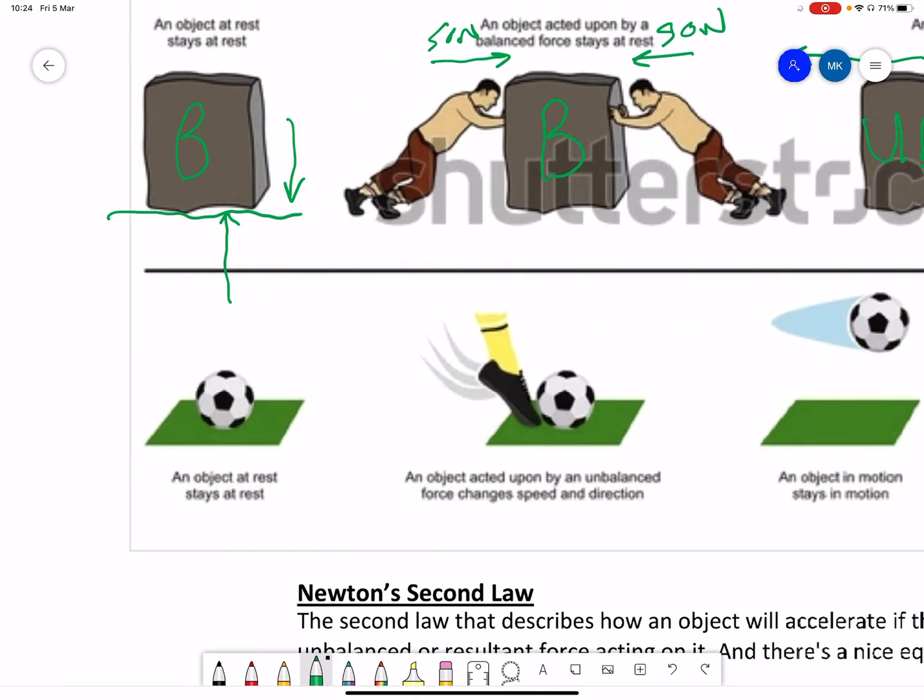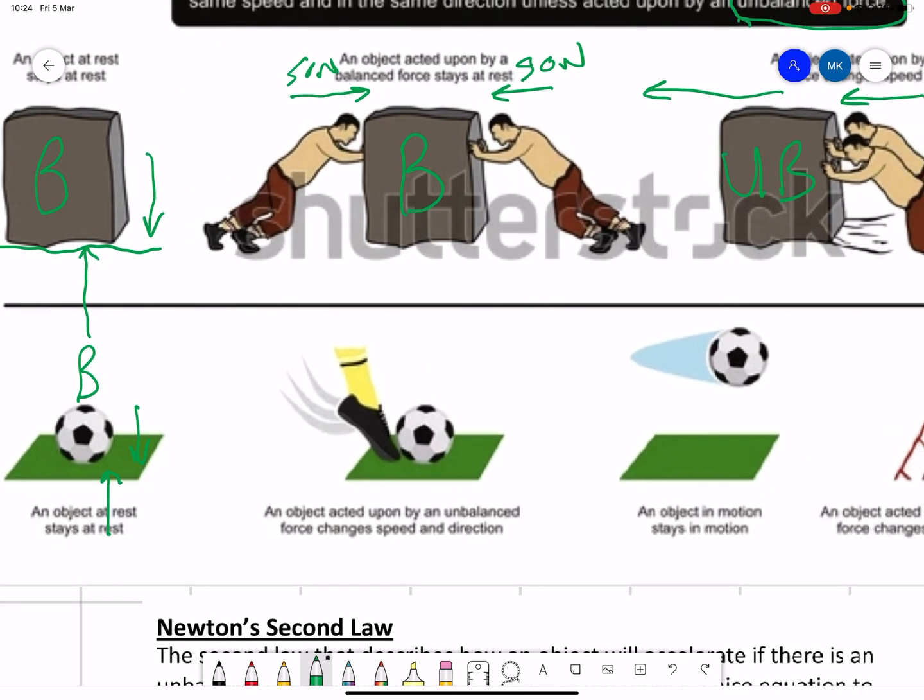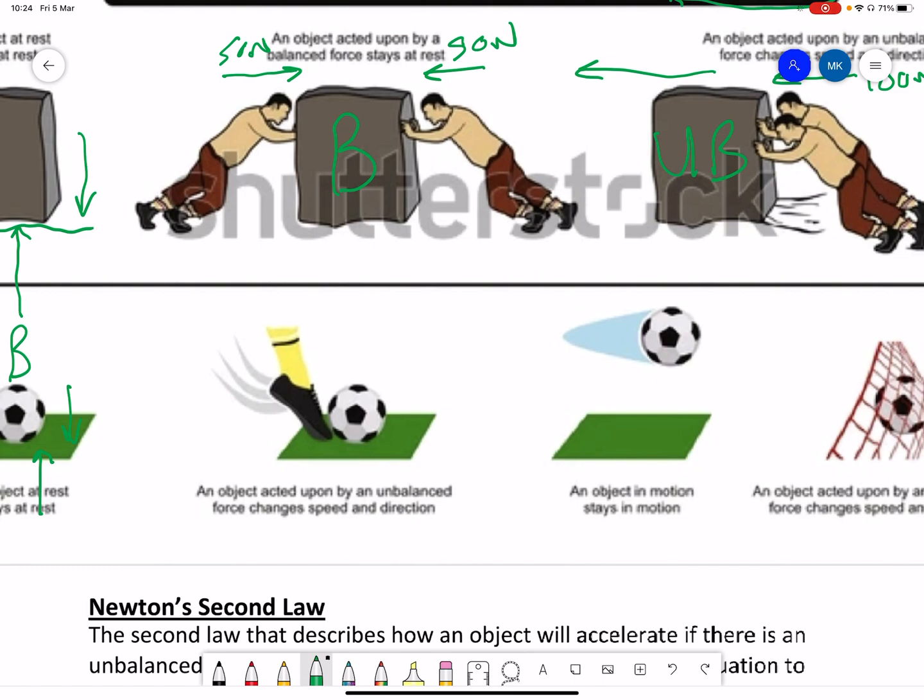Next example, a football on the ground at rest. Again, its weight pointing down and the force from the ground onto the ball are balanced. It will stay at rest. Next, someone comes along and kicks that ball, so they are acting a force upon it. It is therefore now unbalanced because it's had a force from that direction. The football is going to go in that direction.